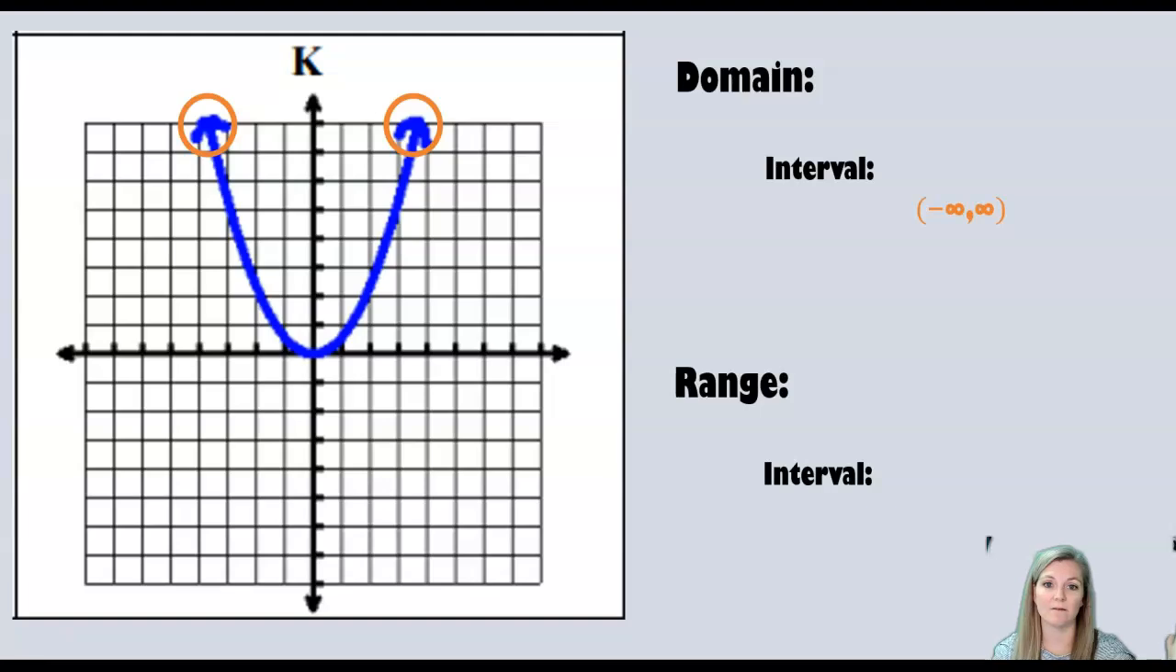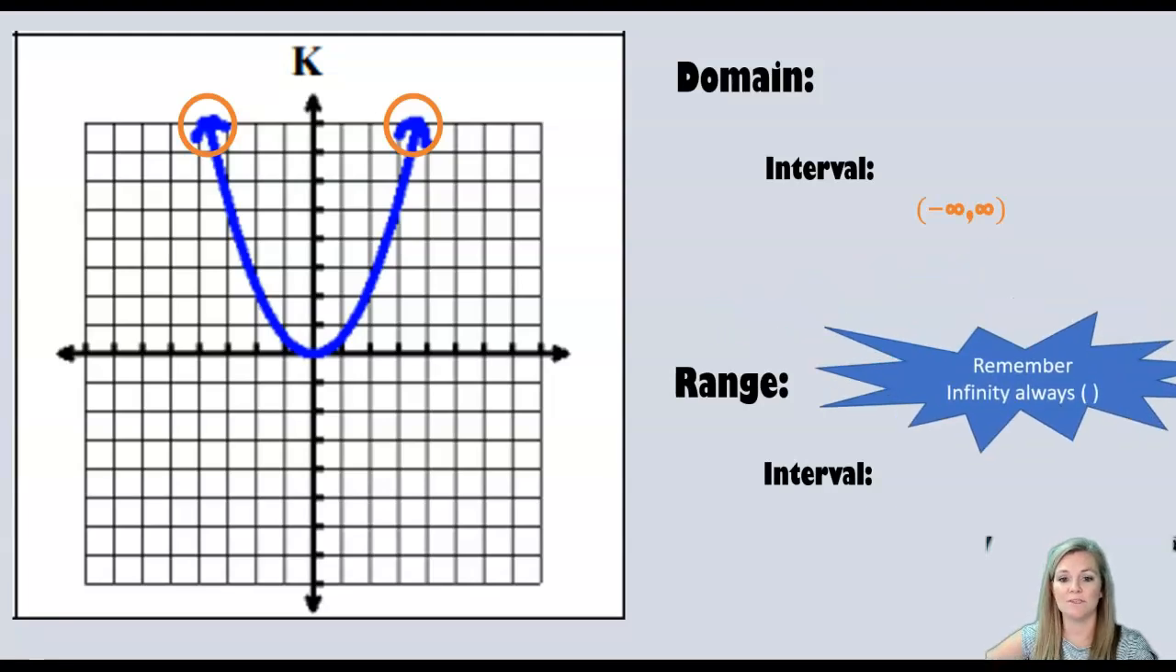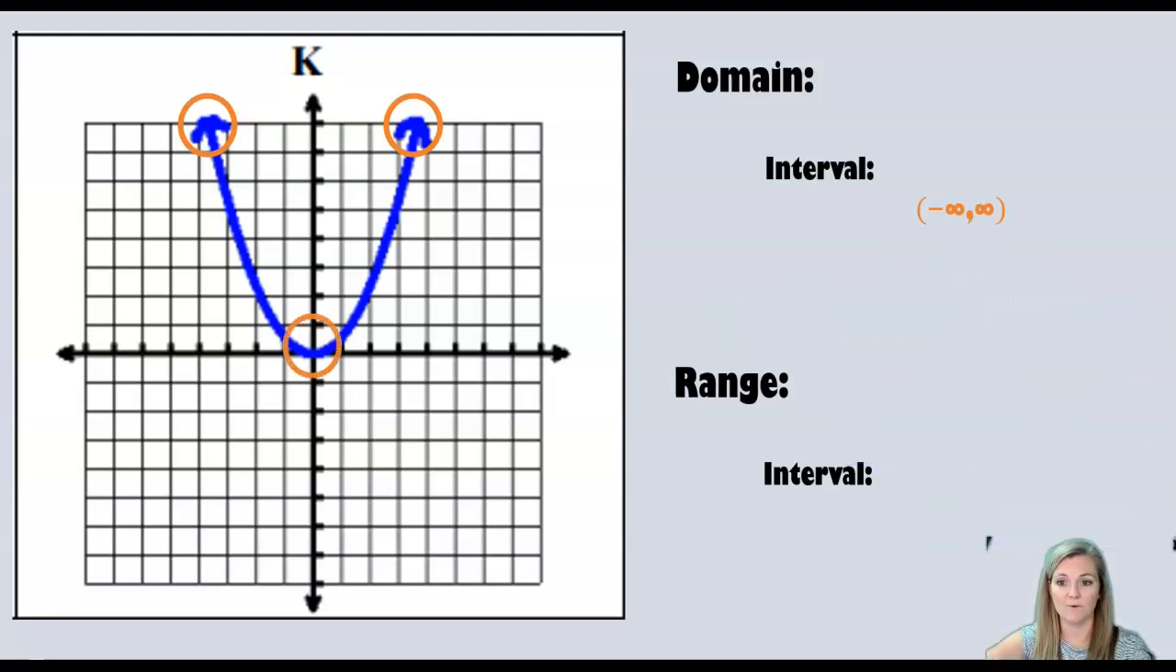We don't write all real numbers, you can, but most of us math teachers don't want all real numbers when we're doing interval notation. We want negative infinity to positive infinity. And range, low to high. How low does it go? It goes as low as 0. And it goes as tall as infinity.